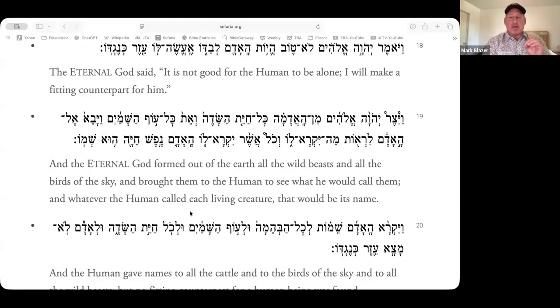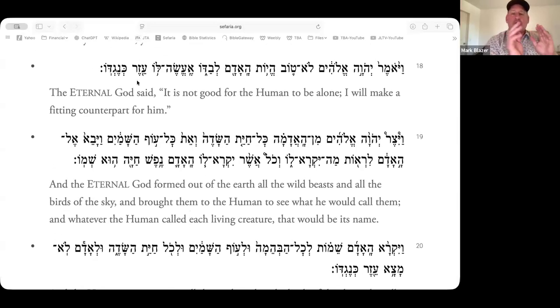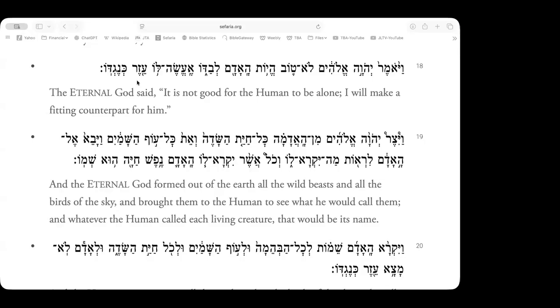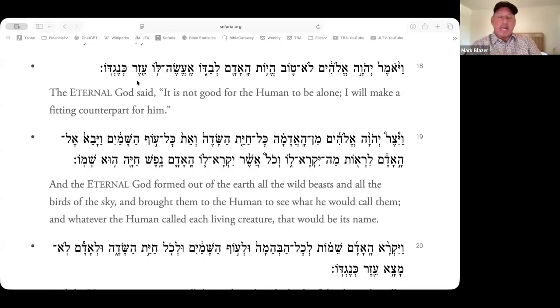It's not the level of midrash where you wonder how they got there, because the word right here is, I need to make an ezer kenegdo. I need to make a fitting counterpart for him. And guess what? You know who that ezer kenegdo is going to be? Eve. I'm going to show you when we get to when Eve gets created. But when God says it's not good for the human to be alone, I will make a fitting counterpart for him, he is talking about someone to complete him.